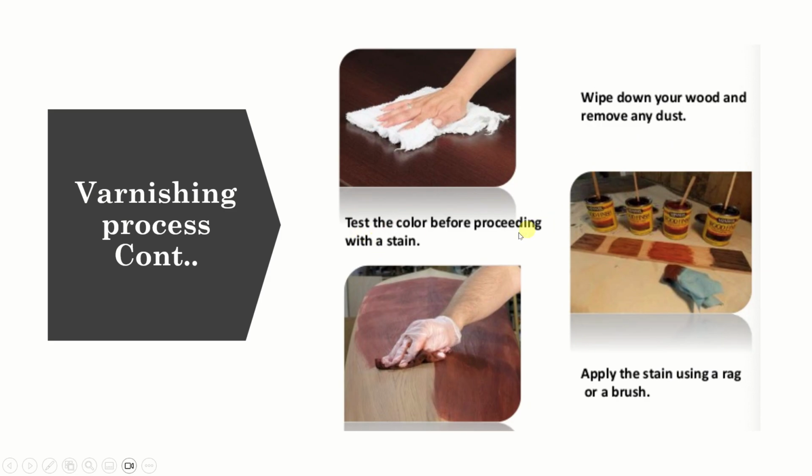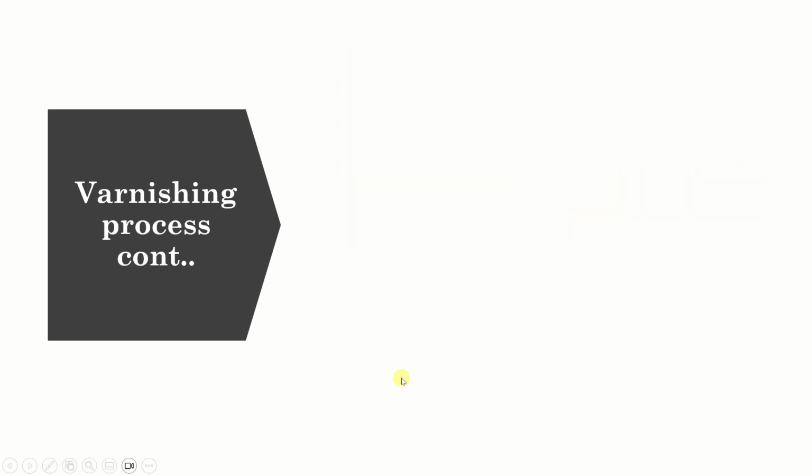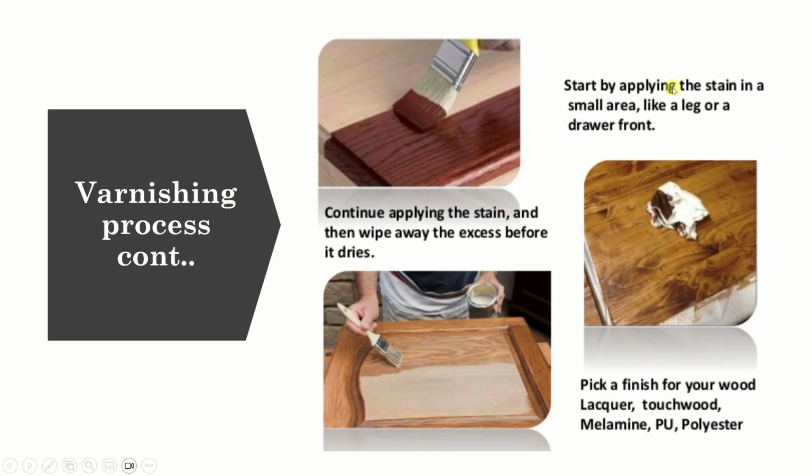Test the color before proceeding with the stain. So you have to first test the color whichever is required. Then you have to apply the stain using a rag or brush. Now start by applying the stain on a small area like a leg or drawer front. Continue applying the stain and then wipe away the excess before it dries. So if you see whenever it is having an extra patch, just remove it with the cloth.